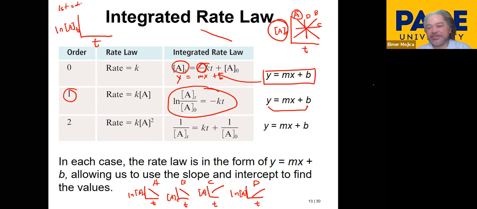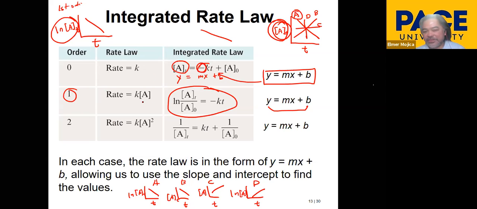That's why I'm spending some time, at least in this portion. Since you also have a negative slope there, you expect the first order to be like that. Similar to the zero order, the only difference is you have an ln here, and in this one you have the concentration A right away.